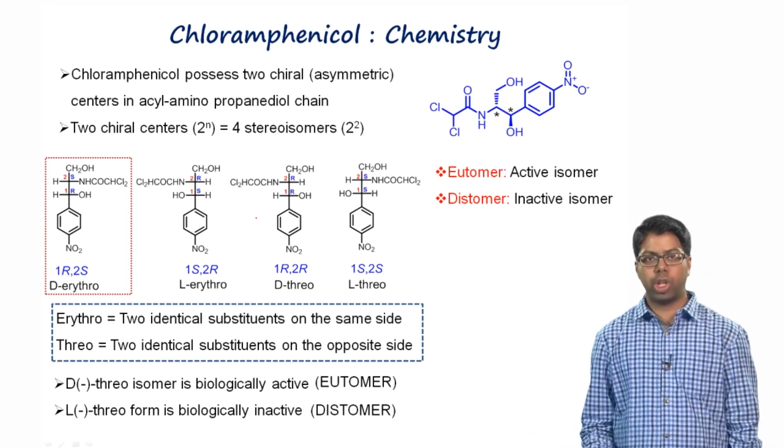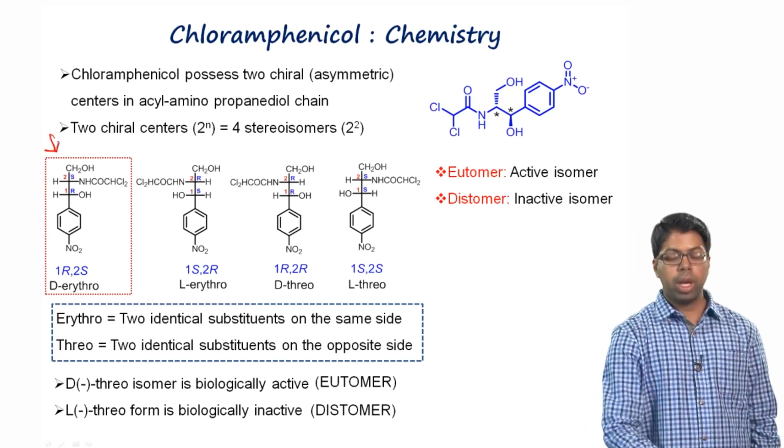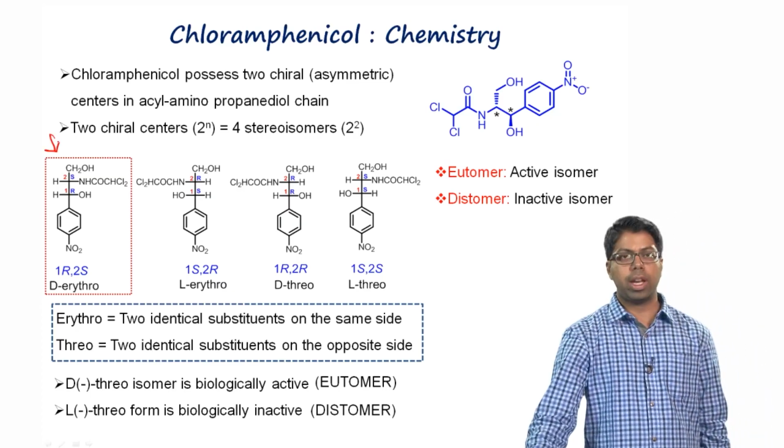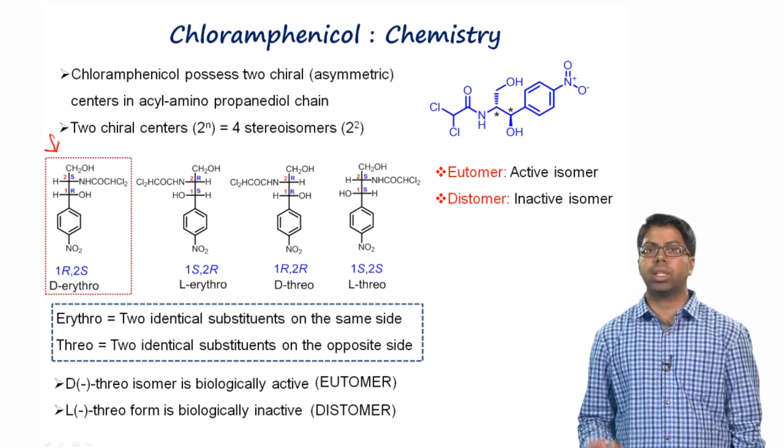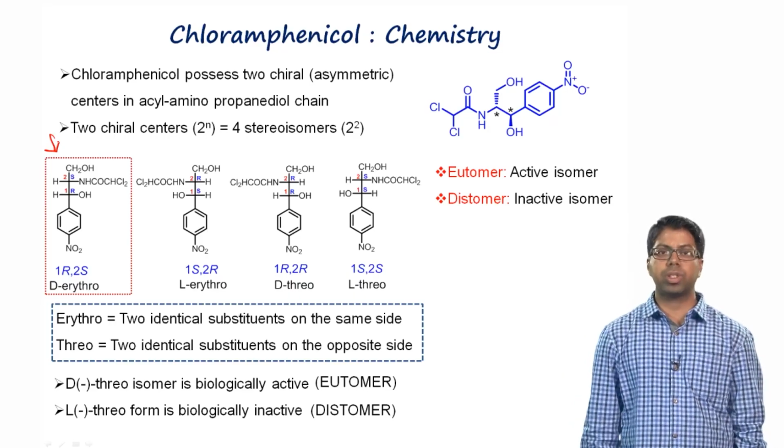So, among these 4 stereoisomers, the D-erythro is the eutomer. That means this is the only isomer which is responsible for its antibacterial activity, whereas the other isomers are inactive.